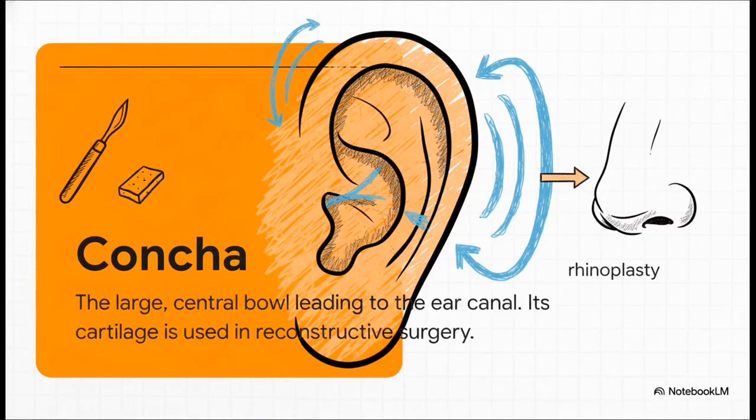Now we get to the concha. This is the big, bowl-shaped area right in the middle that leads into the ear canal. Its main job acoustically is to funnel sound waves in, but from a surgical standpoint, the cartilage here is like gold. It's often harvested for reconstructive surgery, especially for things like rhinoplasty, because it has the perfect shape and strength.